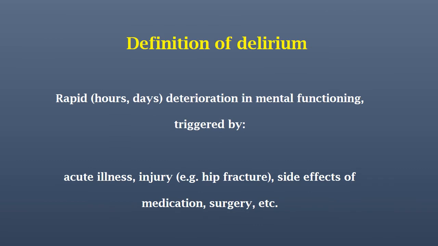So I've covered the DSM-5 criteria and some of the issues around proper use of terminology. This definition here is a pragmatic one that can be applied to clinical practice and can be used in teaching and so on, which essentially suggests that delirium is a rapid deterioration of mental functioning, and by rapid I mean hours to days, which is generally triggered by any number of acute illnesses, injuries such as hip fractures, drugs, surgery, and so on.